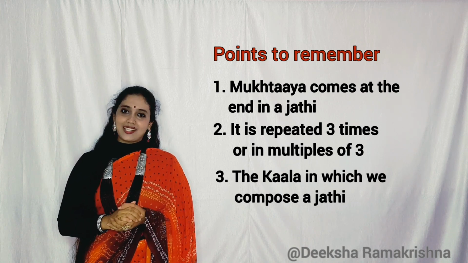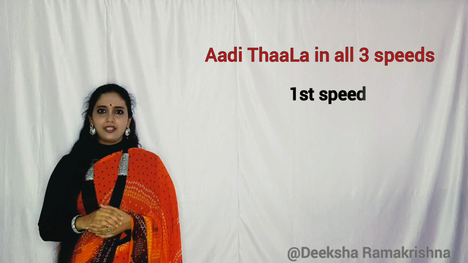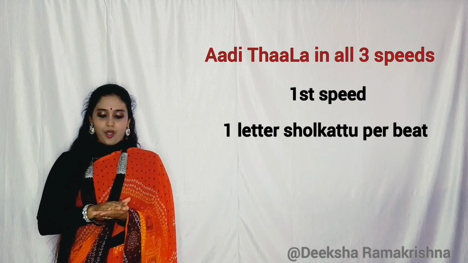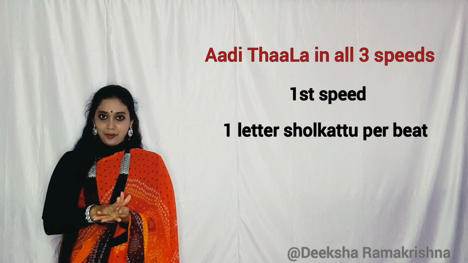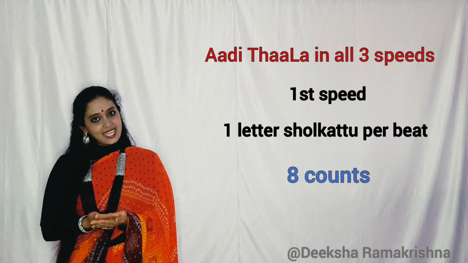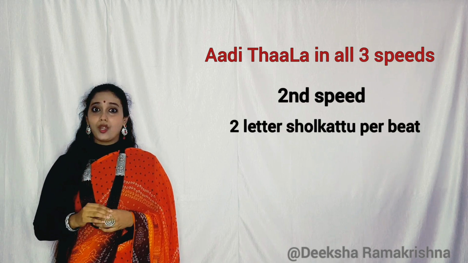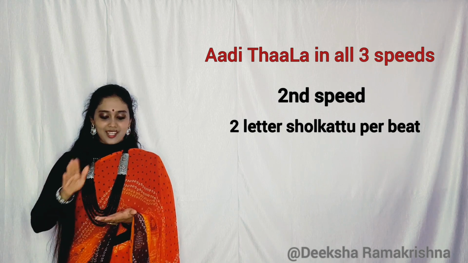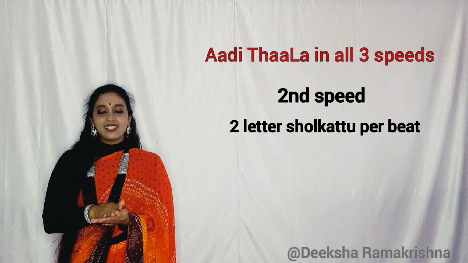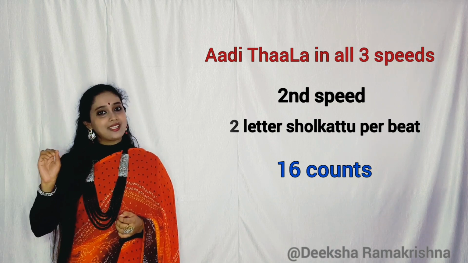Now let's look into this with an example. Now let's consider Aadi ThaaLa as an example in all 3 speeds. So in first speed, we have 1 letter Sholkattu per beat, right? So considering that, it will become 1, 2, 3, 4, 5, 6, 7, 8. So Aadi ThaaLa first speed will have 8 counts. Aadi ThaaLa in second speed. So it will be 2 letter Sholkattu per beat. That means 1, 2, 3, 4, 5, 6, 7, 8, 9, 10, 11, 12, 13, 14, 15, 16. So 16 counts in second speed.